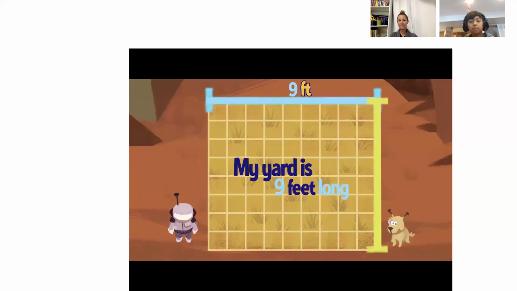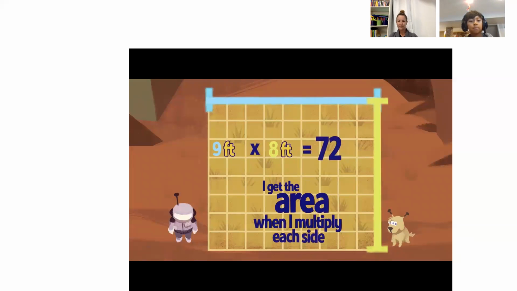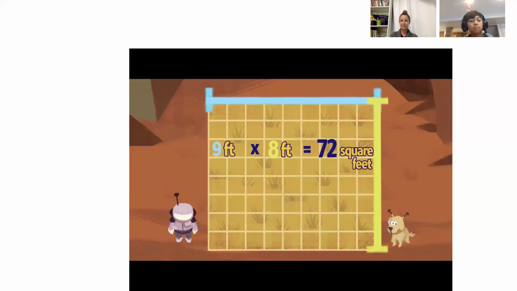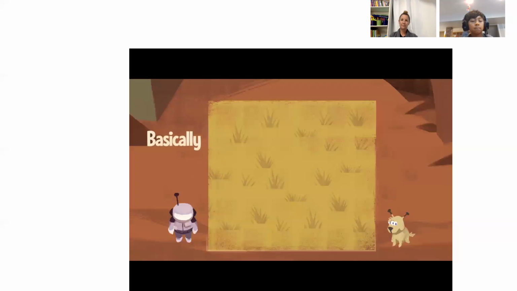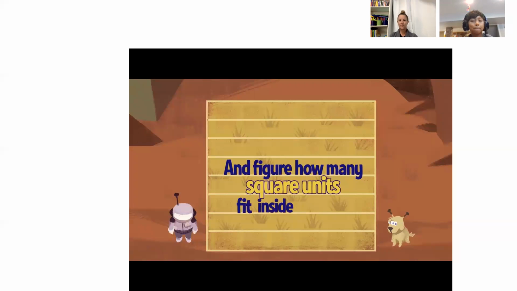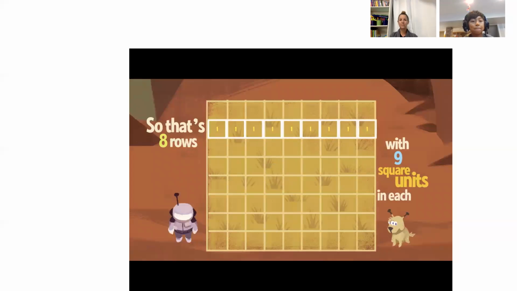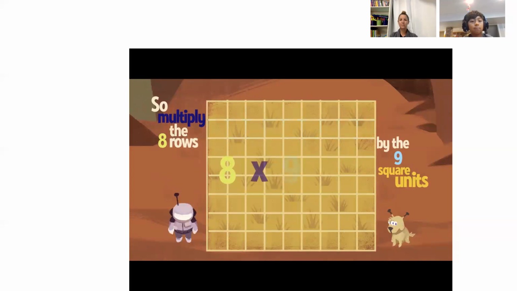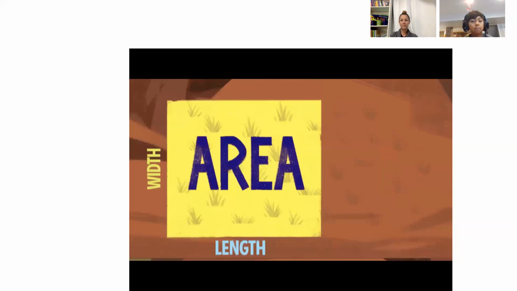My yard is 9 feet long by 8 feet wide. I get the area when I multiply each side. 9 times 8 is 72. But here's another way for you to think it through. Basically, you take the rows and figure how many square units fit inside of those. My backyard is 8 feet wide. So that's 8 rows with 9 square units in each. So multiply the 8 rows by the 9 square units, you get 72. Yep, you knew the area.